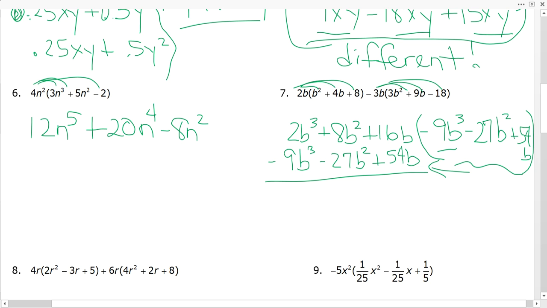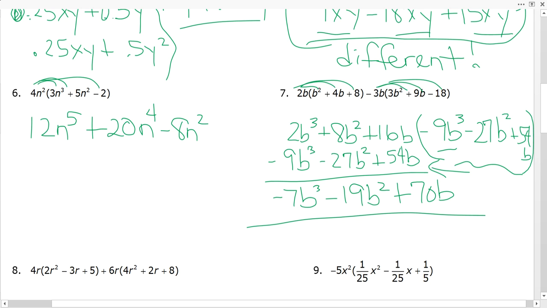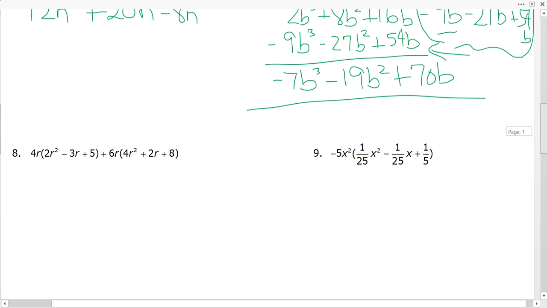because now I've stacked my terms and my like terms are together, and it's easy for me to see, oh, I have 2b to the 3rd minus 9b to the 3rd, which would be negative 7b to the 3rd. 8b squared minus 27b squared is going to be minus 19b squared. And 16b plus 54b is going to be 54, 64, 70b. So now I've combined my like terms and simplified as much as I can. All right, number 8.